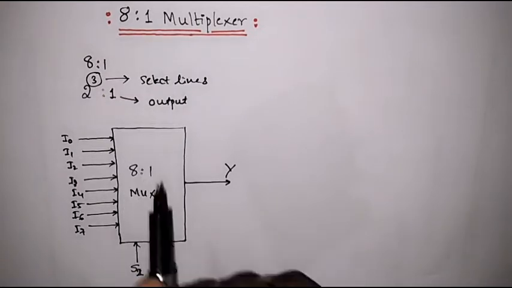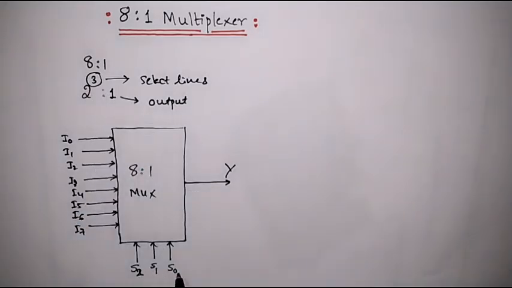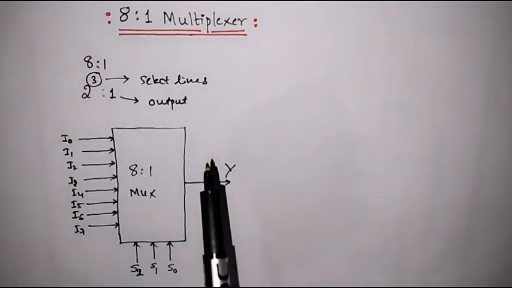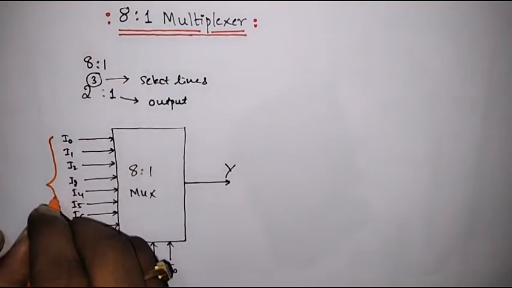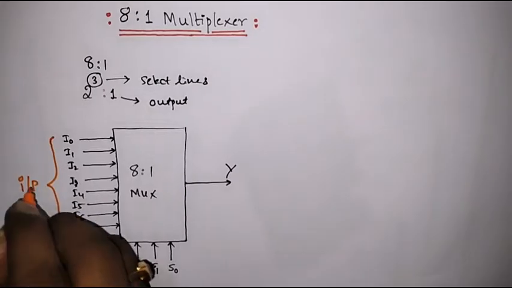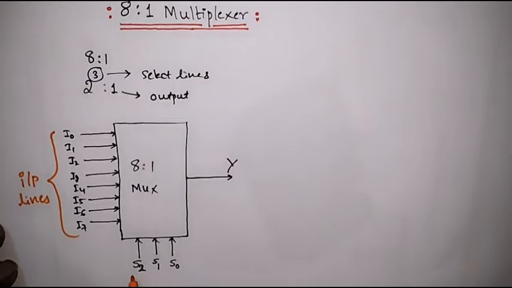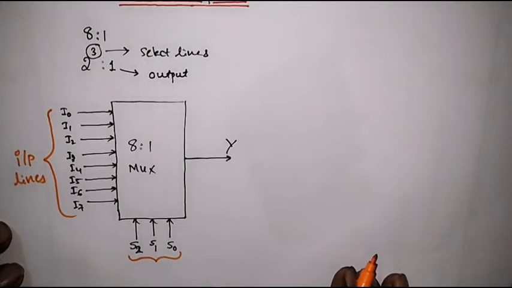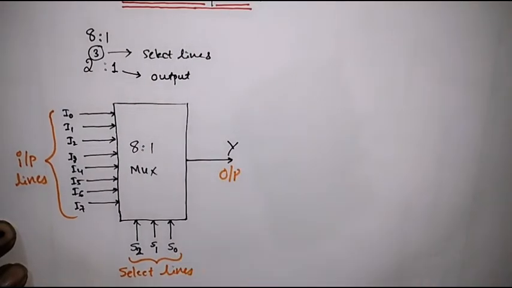So here, as I said, it has 3 select lines, that is S2, S1, S0, and 8 are the input lines and 1 is the output line. So here these are the input lines, these are select lines and Y is output line.